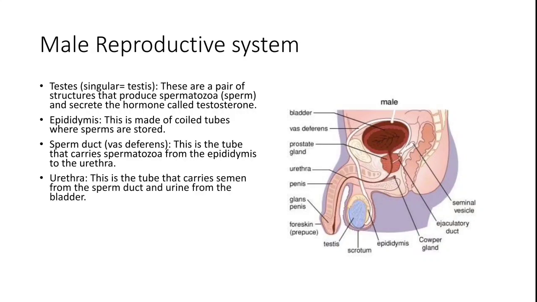Urethra, also mentioned under excretion. The function of the urethra is that it is the tube that carries semen from the sperm duct and urine from the bladder. That is why I said it was also mentioned under excretion, because it also carries urine. So the bladder stores up urine, and that urine will exit the body through the urethra. So the urethra is a passage for both semen as well as urine.